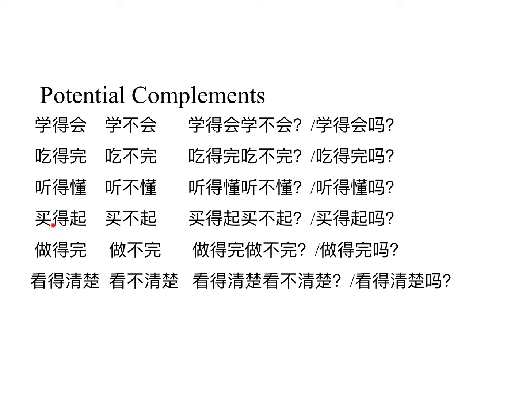Next one is a fixed structure. You can simply remember it. 起, we use it with 买 together. 买得起, possible for me to afford it or I can afford it. 买不起, I cannot afford it. Question form 买得起,买不起 or 买得起吗?